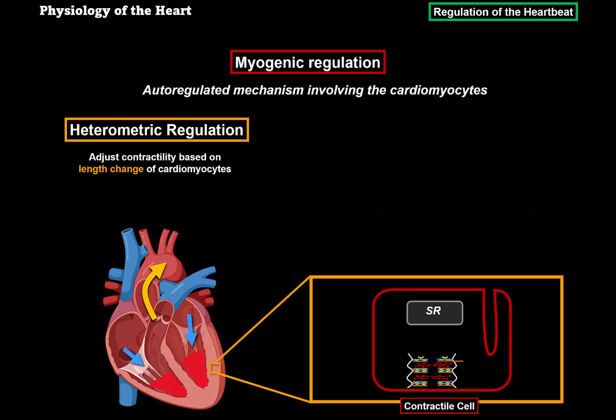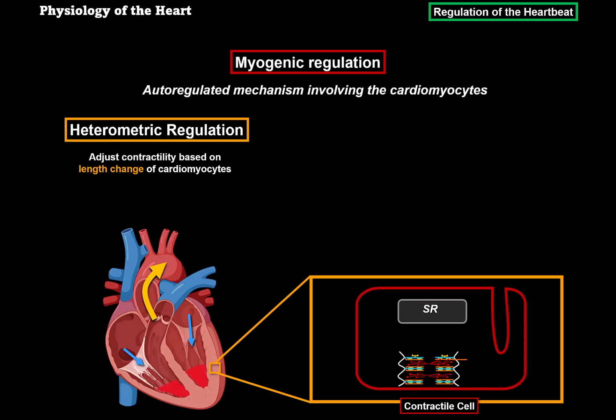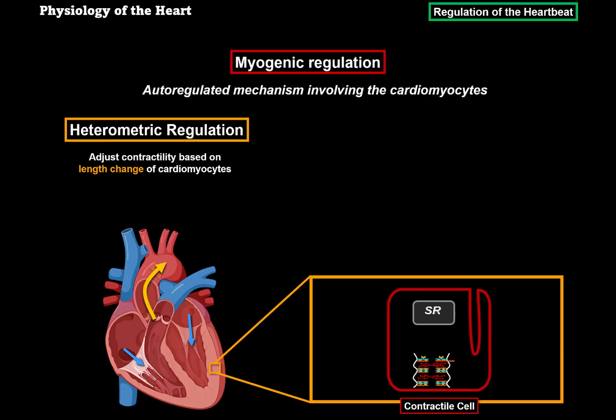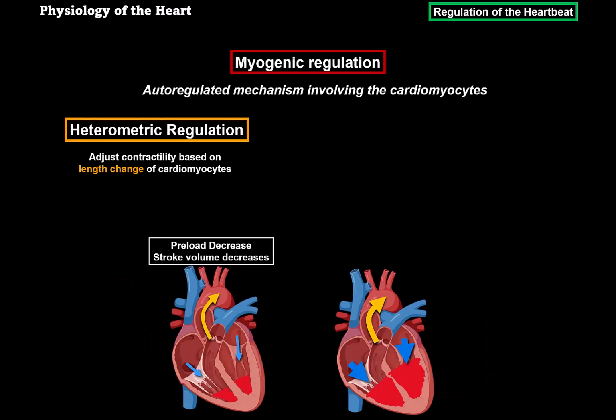Now, what if we reduce the end diastolic volume? What happens to the contractile myocardium now? It's stretched just a little bit, so the force of contraction is also not so strong. So, a preload decrease leads to a decrease in stroke volume, causing lower cardiac output. Higher preload, higher stroke volume, higher cardiac output. This is the heterometric regulation based on Frank-Starling's mechanism.